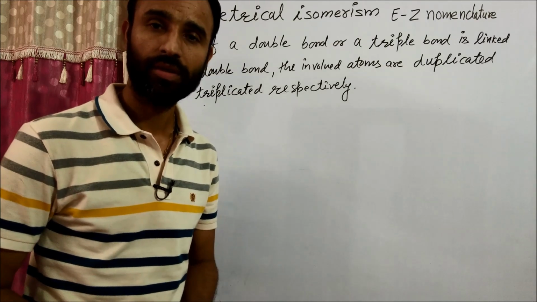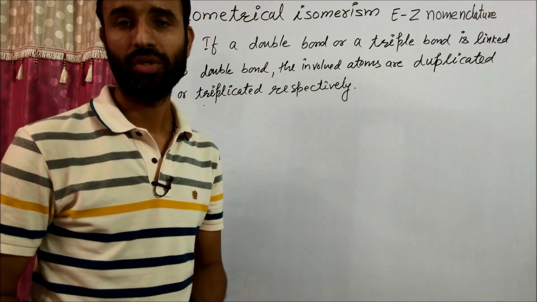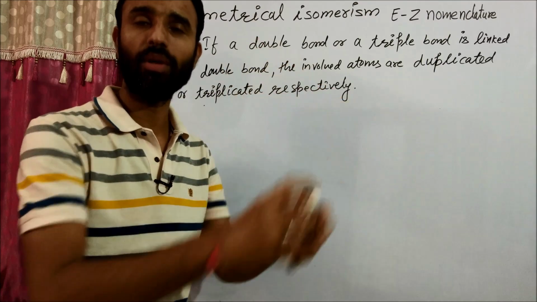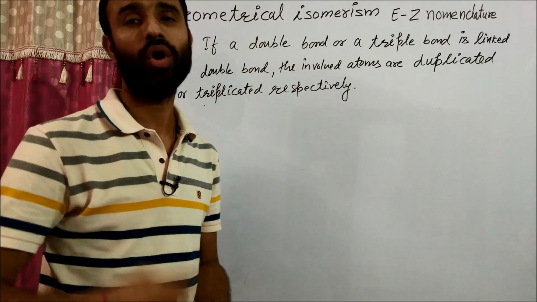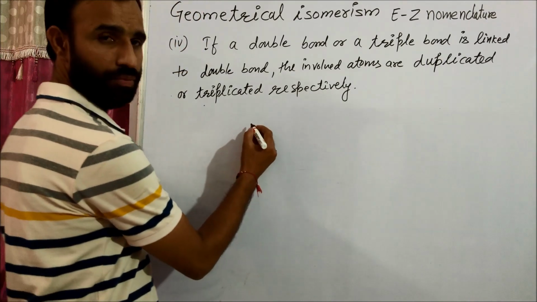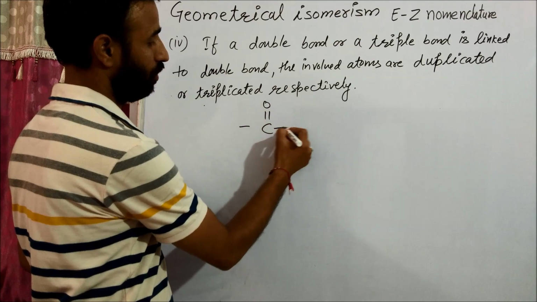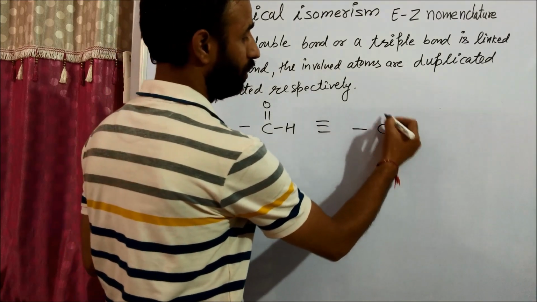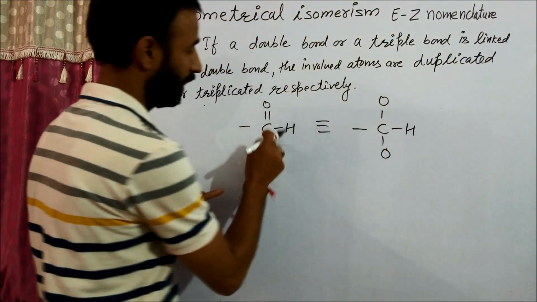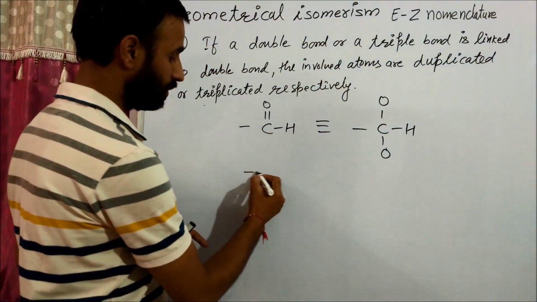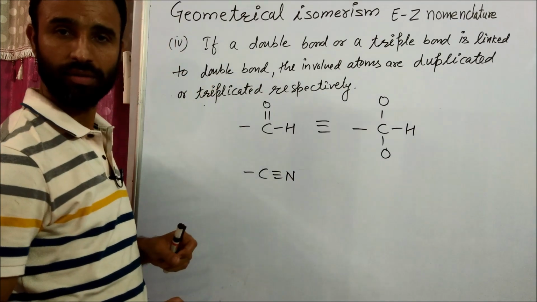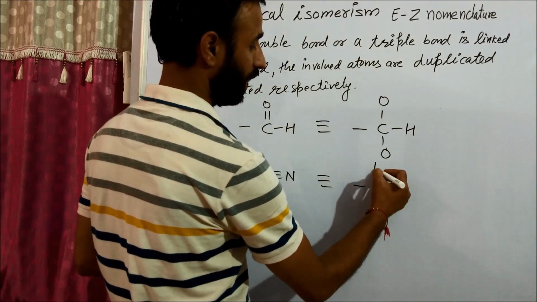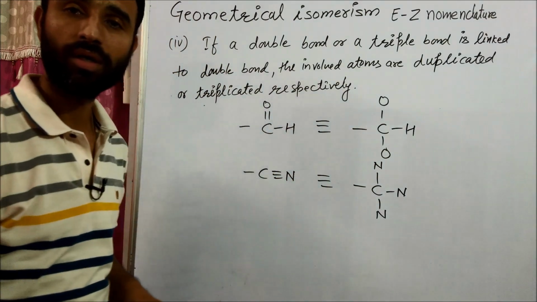The fourth rule is, if a double bond or a triple bond is attached to the double bond system, then the atoms involved in that double bond or triple bond are duplicated or triplicated. For example, if CHO is attached to the double bond, it is equivalent to 2 oxygen atoms attached to this carbon. If we have C triple bond N attached to the double bond system, that means it is equivalent to 3 nitrogens attached to the carbon.